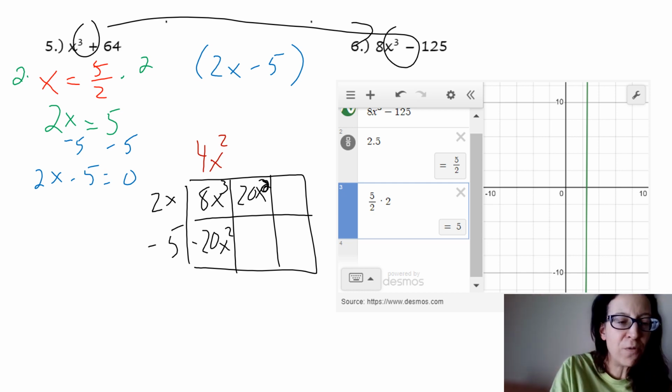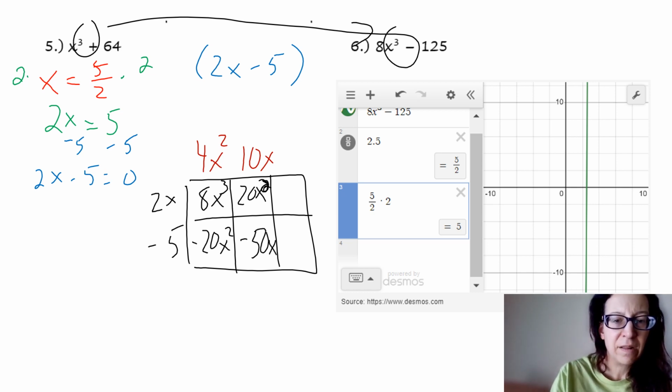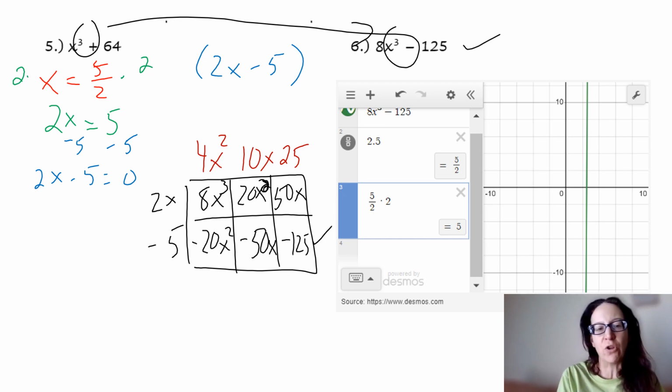So 2 times what would give me the 20? That would be 10. And then x times x would get me the x squared. 10 times -5 is -50x. And then that would have to balance out with a positive 50x. 2 times what gives me the 50? Well, that is 25, and then the x would be taken care of. And then 25 times -5 is -125, which matches. And we knew that this should divide evenly with no remainder.